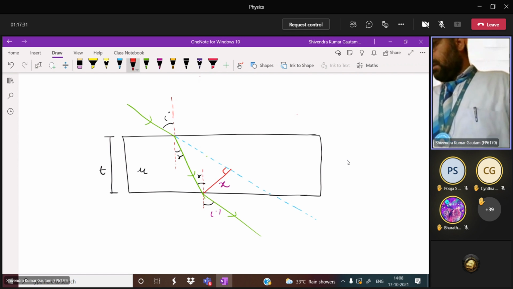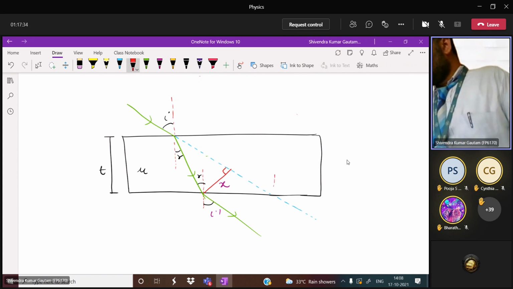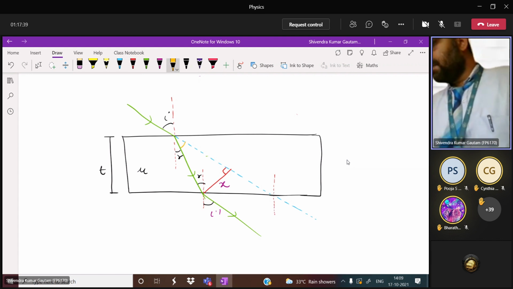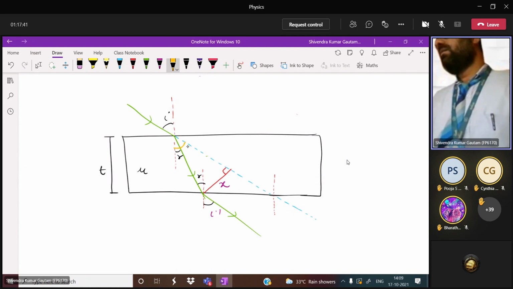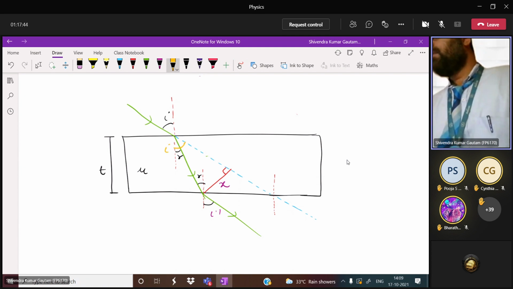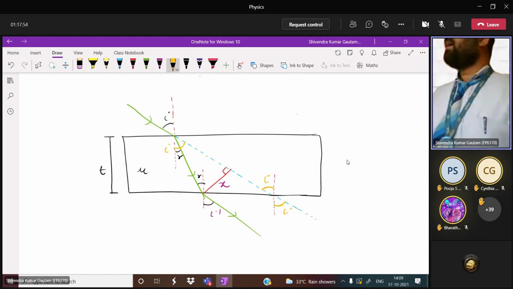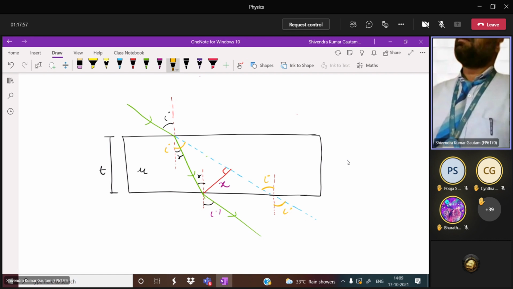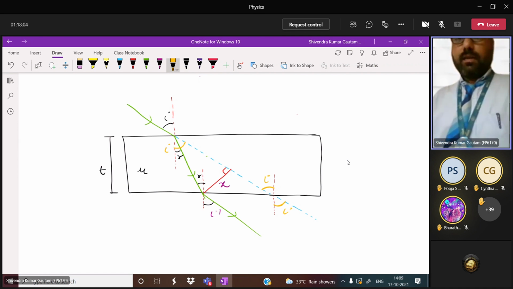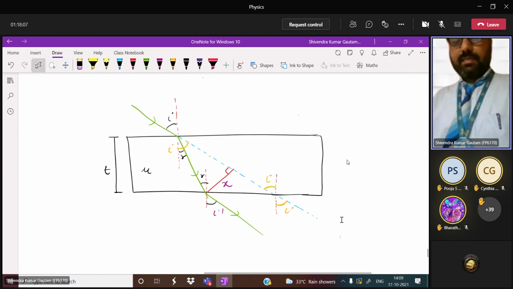If I consider the normal at this point here, tell me this angle, how much? This total angle is I, no problem. If this is I, what about this angle here? I. And if this is I, what about this angle? I. Now tell me, if I prove I equal to I dash, then both rays will be parallel or not? Yes. If I prove I equal to I dash, then only we can say both rays are parallel. So here we will apply Snell's law.